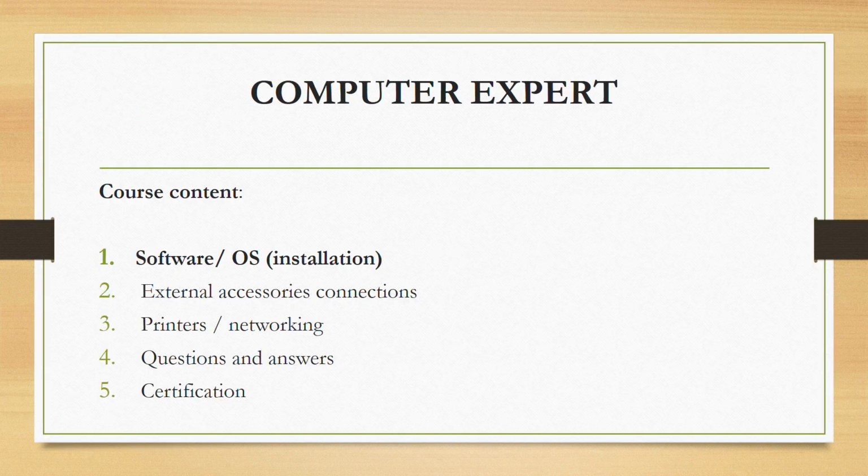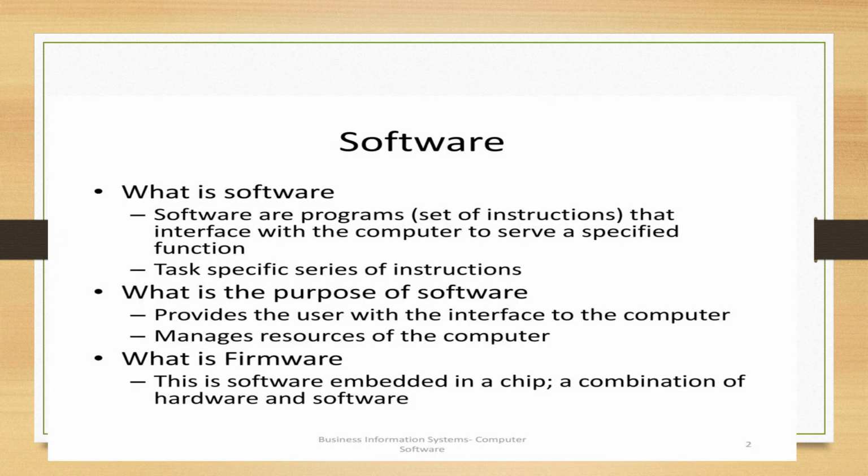We mentioned software installation. We said software is a program or a set of instructions that interfaces with the computer and serves a specific function, and it can give a specific series of instructions to the computer. The purpose of software is to provide a user, an individual operating the computer, with the interface to the computer and to manage the resources of the application. And we said firmware is software that is embedded in the hardware.